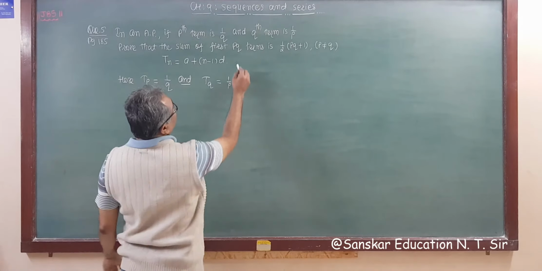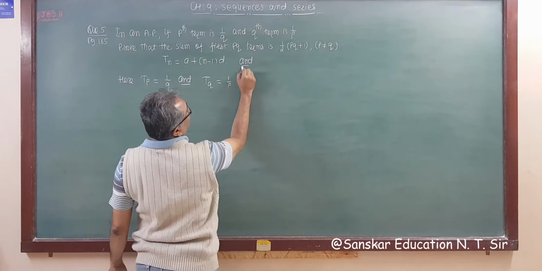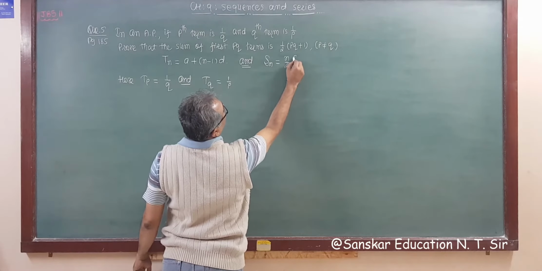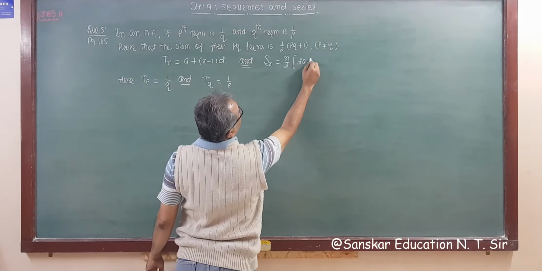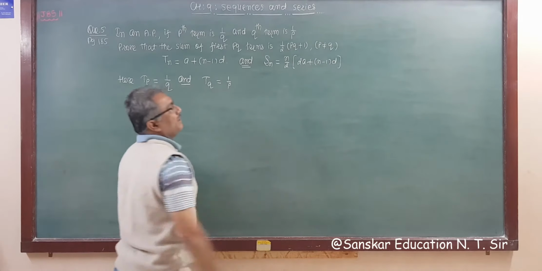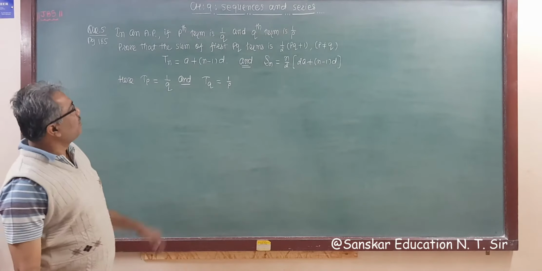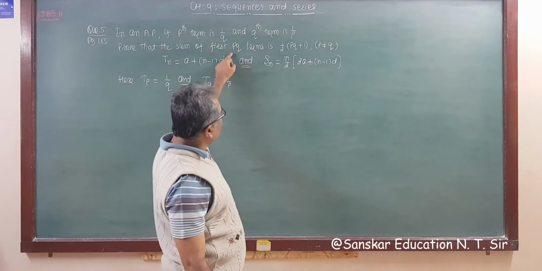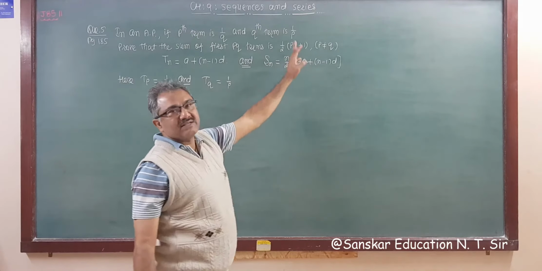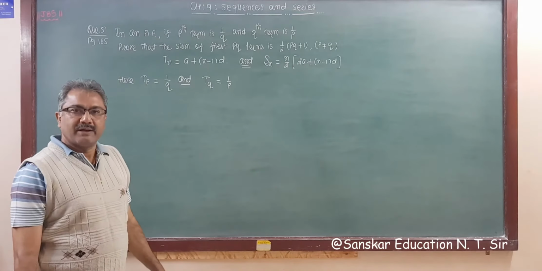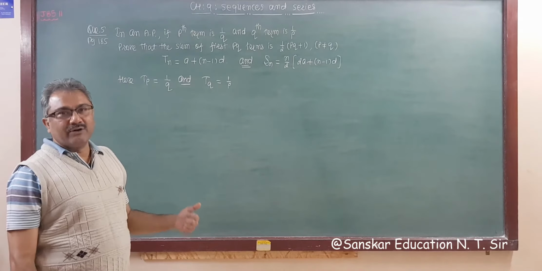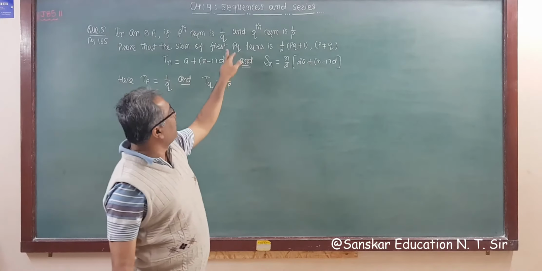Now, the sum formula: Sn is equal to n by 2 times (twice a plus (n minus 1) into d). This is the formula for the sum. So the sum of first pq terms is half (pq plus 1), we have to prove. In short, we have to find out S pq.